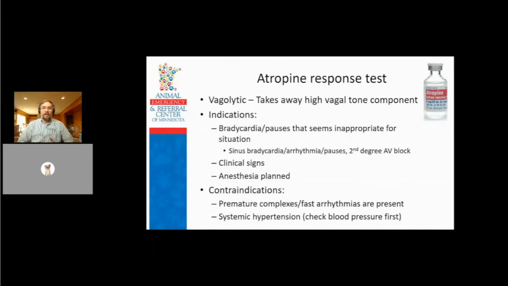The cautions I always mention with the atropine response test: if they're also having fast arrhythmias, so if there are a lot of early ventricular beats or runs of VTAC or SVT, the atropine could make it worse. Or if they're having a Cushing's reflex and are severely hypertensive, that bradycardia may be protective, and giving atropine could cause vessels in the brain to rupture and cause problems. So I always like to check a blood pressure before doing an atropine response test.